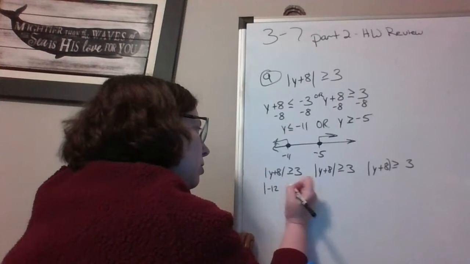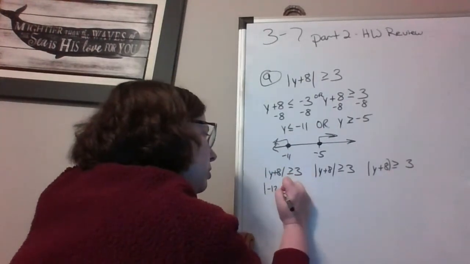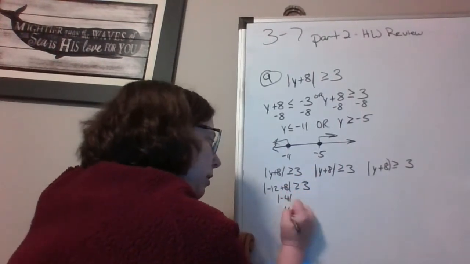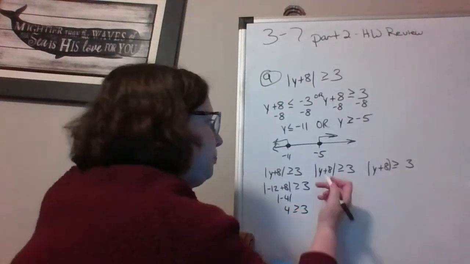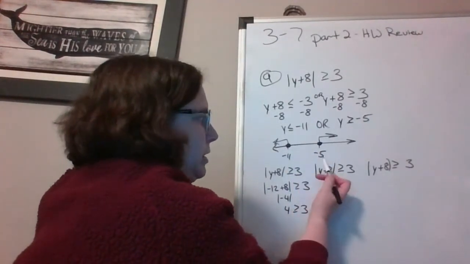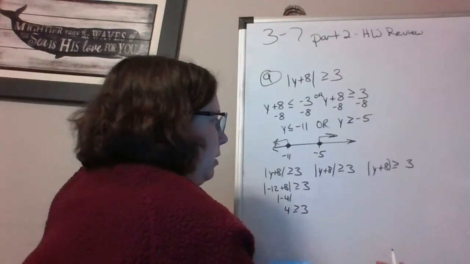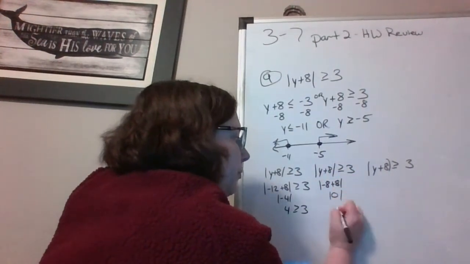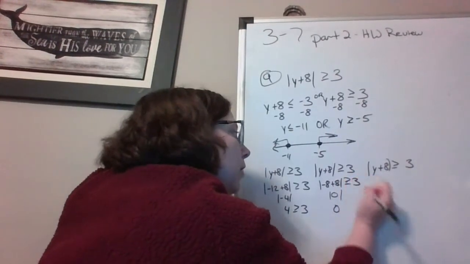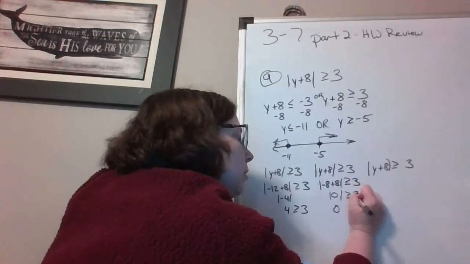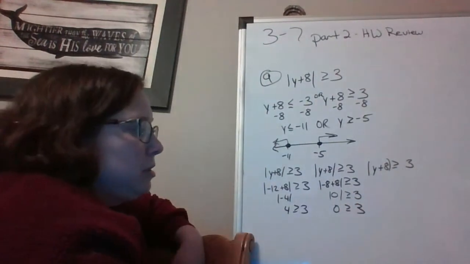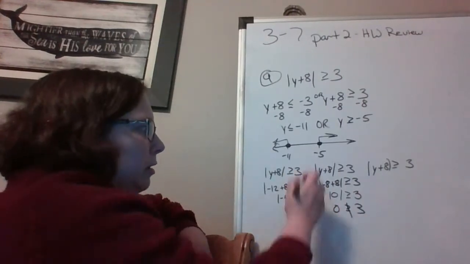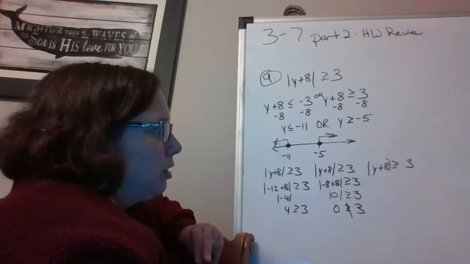For one of our good checks, we need something less than -11, which -12 works. We solve that out and we get 4 is greater than 3, which is true. For something in the middle, we need something between -5 and -11. I'm going to use -8 here because it works very easily. And you can see that we get something that does not work. 0 is not greater than or equal to 3.